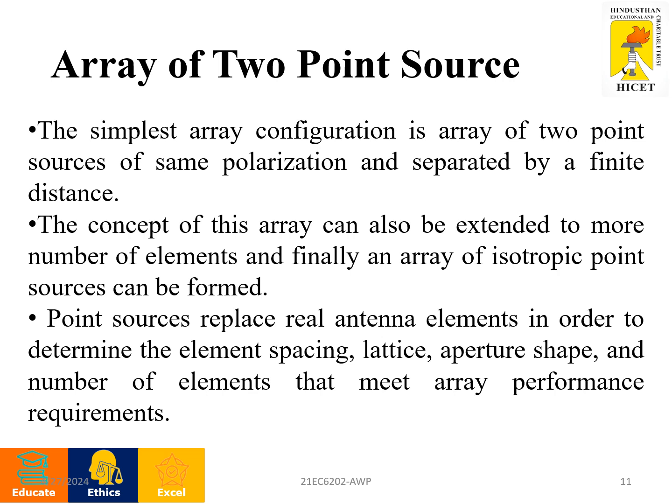The next topic is the array of 2-point sources. The simplest array configuration is an array of 2-point sources of the same polarization separated by a finite distance. The concept of this array can also be extended to a larger number of elements, and finally an array of isotropic point sources can be formed. Point sources replace real antenna elements in order to determine the element spacing, lattice, aperture shape, and number of elements that meet array performance requirements.